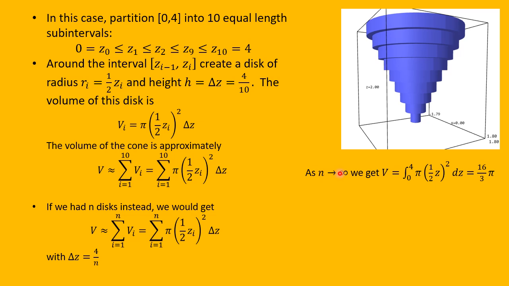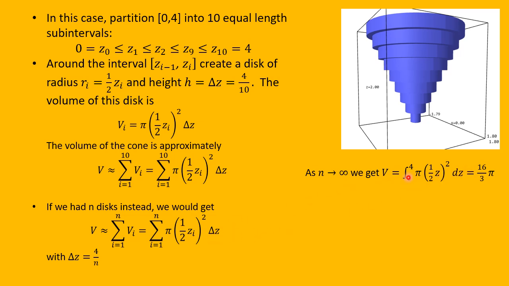So as n goes to infinity then, this Riemann sum is going to go to what integral? Well, you're subdividing the z interval, z equals 0 to z equals 4, into n equal length subintervals. So the limits on the integral are going to go from 0 to 4. And then we'll have pi, and then instead of 1/2 z sub i squared, we'll have 1/2 z squared. Instead of delta z, we'll have dz.